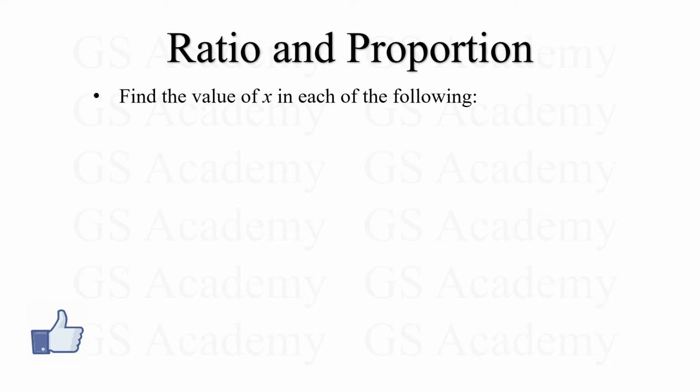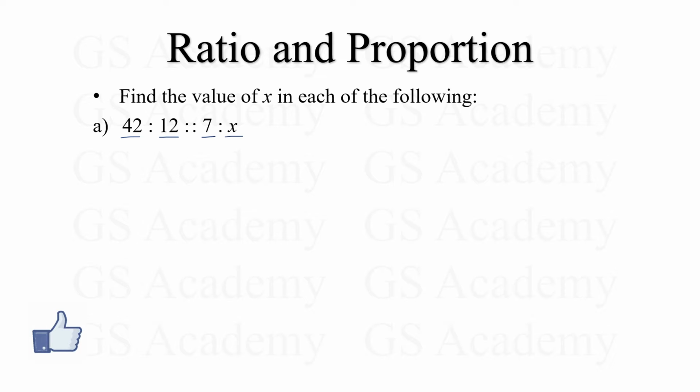In this video, we are going to study a few questions related to proportion. Find the value of x in each of the following. So the first question is 42 is to 12 as 7 is to x. So 42 will be the first term, 12 will be the second term, 7 will be the third term, and x will be the fourth term.